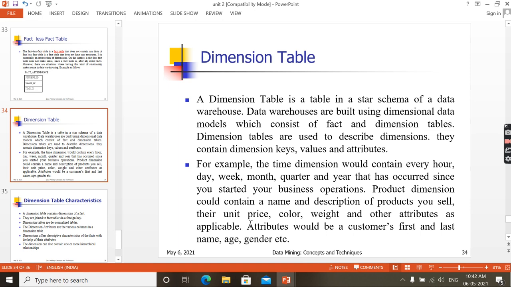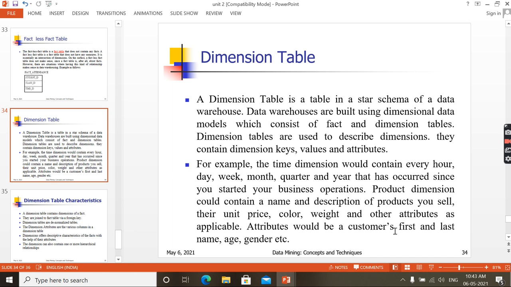So each and every dimension table contains a primary key, attributes and values for those attributes. For example, if any product X is there, it is having some price, some 50 rupees. So it is having color, green color, red color, that item. Weight is 100 grams, like that different values we are having. For each and every dimension table we are having values, attributes, and a primary key.